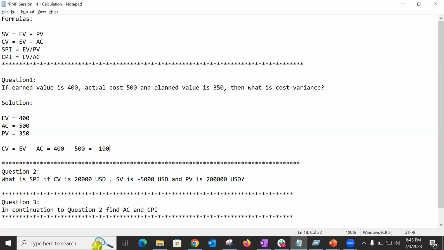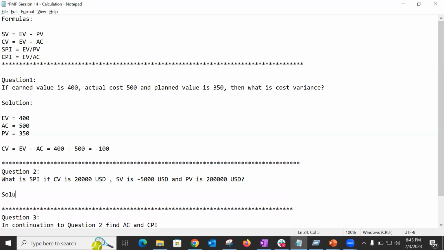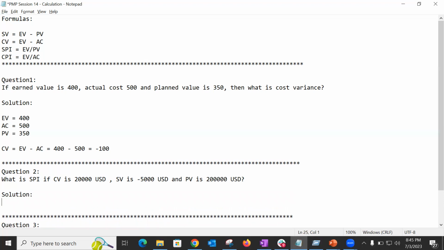Okay, so easy one, right? Now let's come down to question two. Let's see what question two is asking. Question two is telling, what is SPI if CV is 20,000 USD, SV or schedule variance is minus 5,000 USD, and planned value is 2 lakh USD. So it's asking me what is SPI.